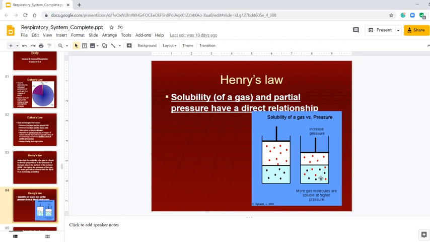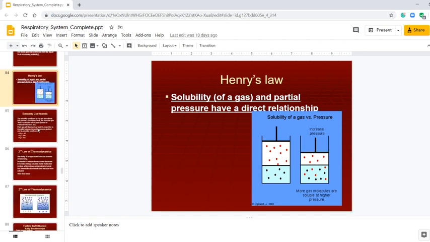So the solubility of a gas and partial pressure have a direct relationship. The higher the pressure, the more soluble. The lower the pressure, the less soluble the gas is in that solution. These are directly related. Boyle's law is an inverse relationship. The greater the volume, the less the pressure. The smaller the volume, the higher the pressure. So you're going to have to get these straight.